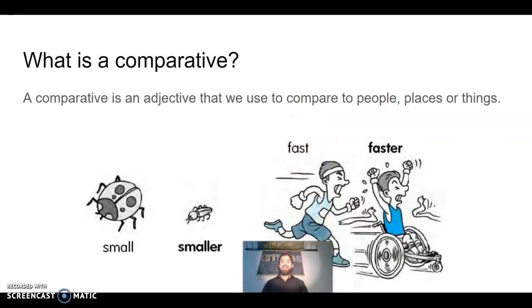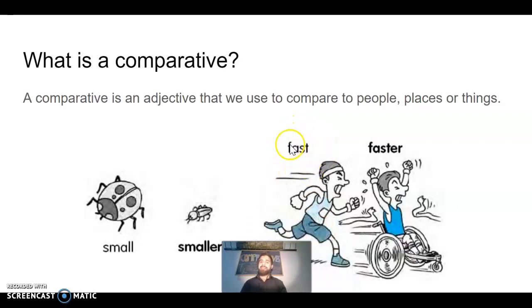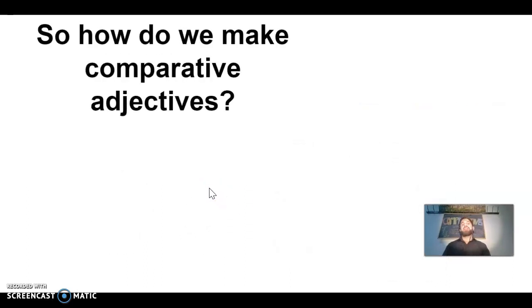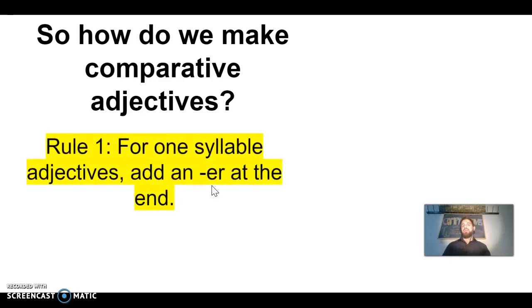Fast, once again, is a normal adjective. And then we have faster, the comparative adjective. So let's continue. So how do we make comparative adjectives? Rule 1. For one-syllable adjectives, add an ER at the end.